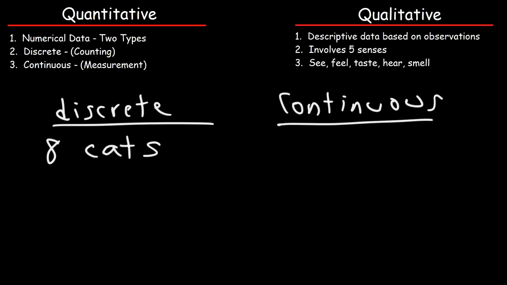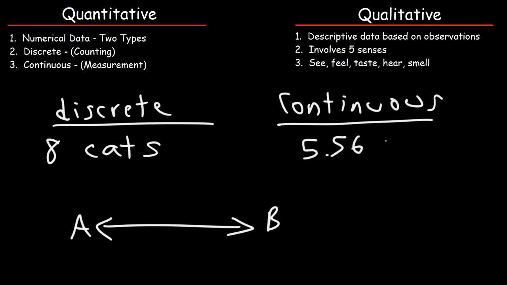Now, something that can be measured is based on a continuous form of numerical data, such as distance. The distance between point A to point B, it doesn't have to be an integer. It doesn't have to be 5 meters or 8 meters. It could be somewhere in between. It could be 5.56 meters. It could be 7.283 meters. And so it doesn't have to be a whole number or an integer. It can be any number in between. So that would be a type of continuous numerical data.